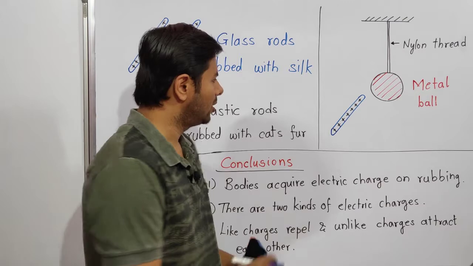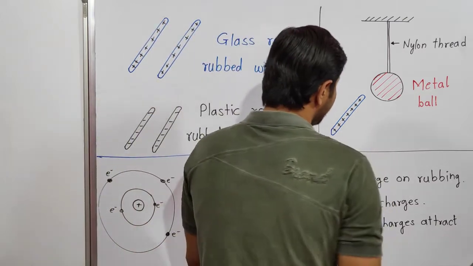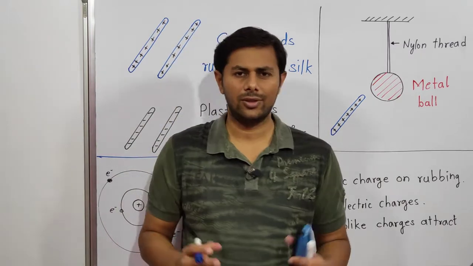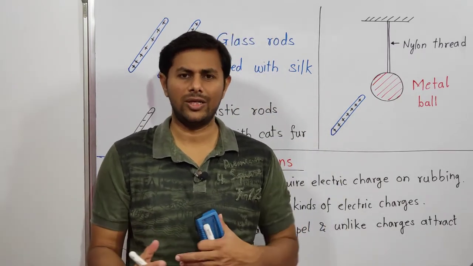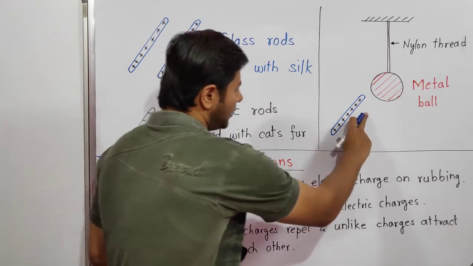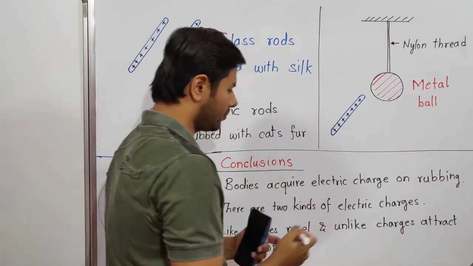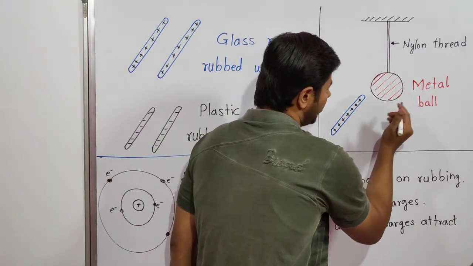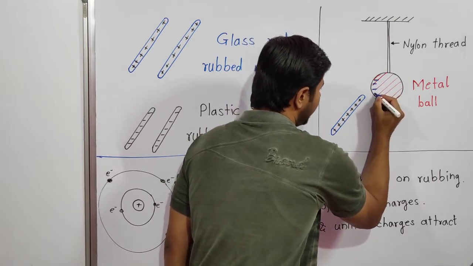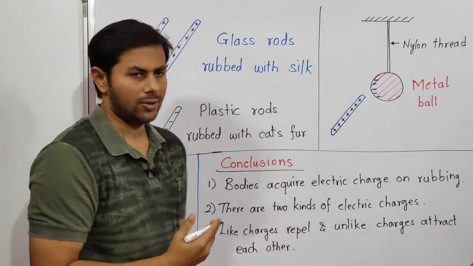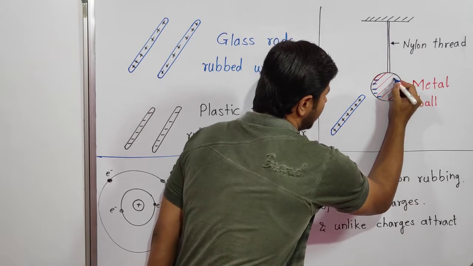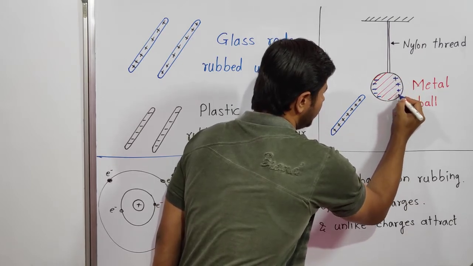Here we have a positively charged glass rod which we bring close to this metal ball, and metals have a huge number of free electrons moving freely inside. So when the glass rod is brought close to the metal ball, the electrons from the metal ball get attracted by the glass rod and they gather on this side of the metal ball. Alright, so the other side of the metal ball lacks electrons and therefore becomes positively charged.